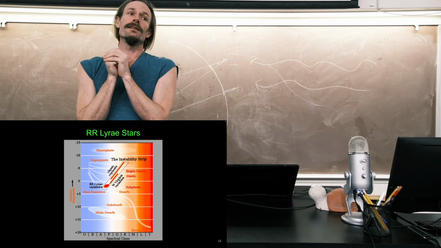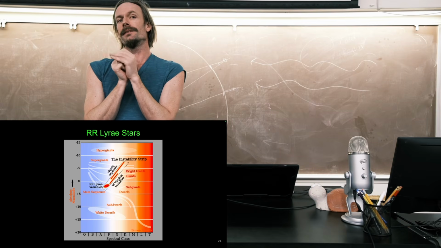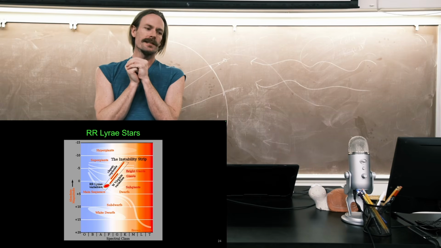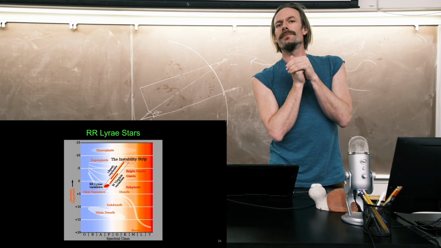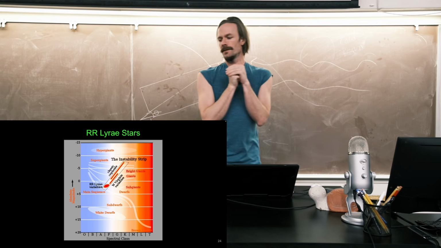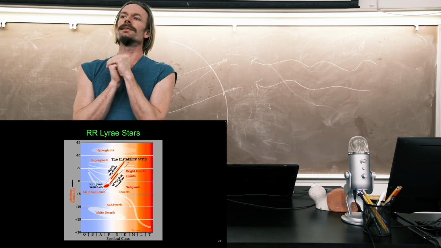So the answer is there's a story from the textbook we can tell about these different giant and dwarf stars, but there are problems with that story. So a lot of that story probably still has to be written.